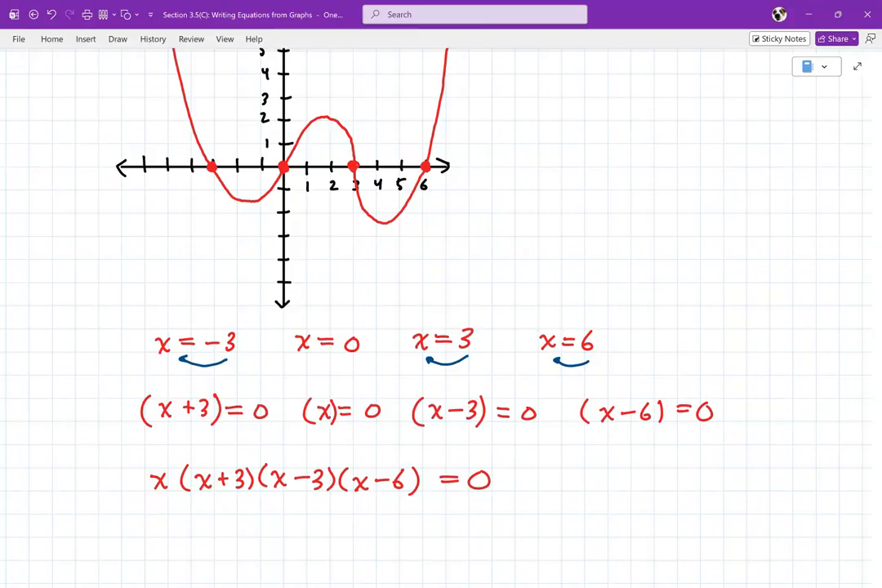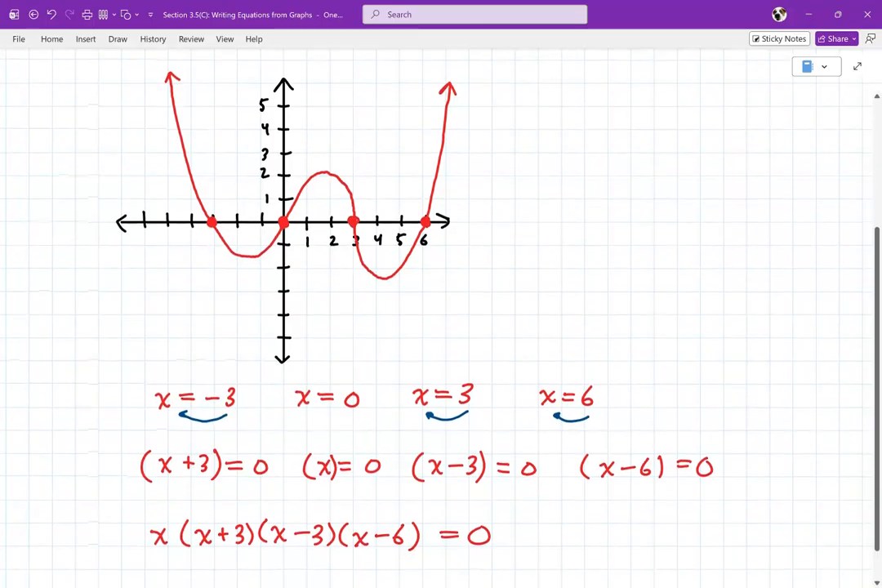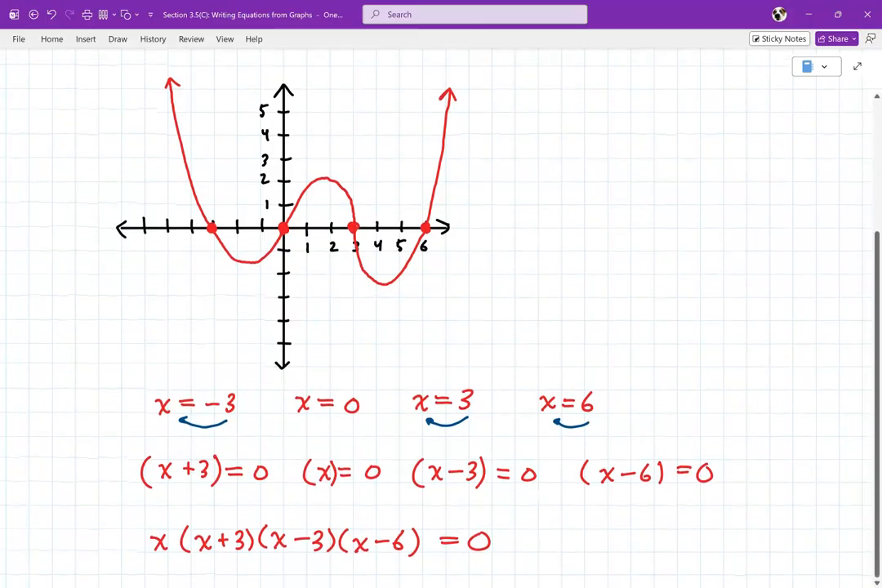Just one more time, let me go through the process. We're going to do this again in a second problem, but I was given a picture. On that picture, I put dots where it crosses the x-axis. I listed those answers: x equals negative 3, x equals 0, x equals 3, x equals 6. After I listed them, I wrote them as factors. The way you write them as factors is you move your answers to the left.